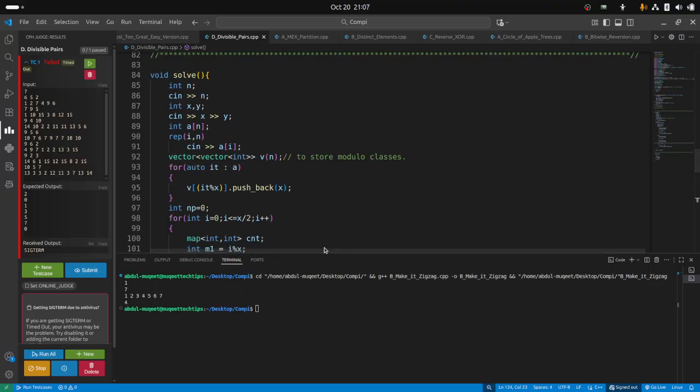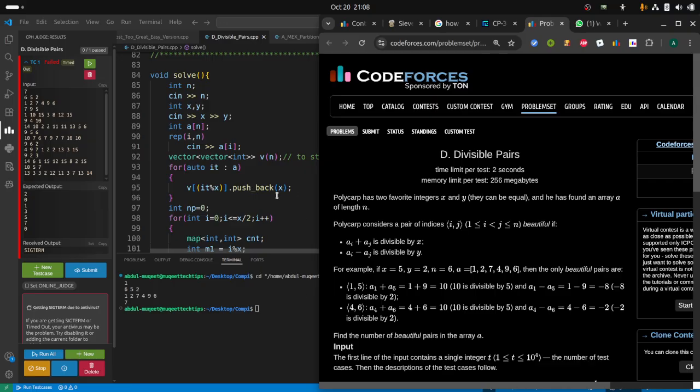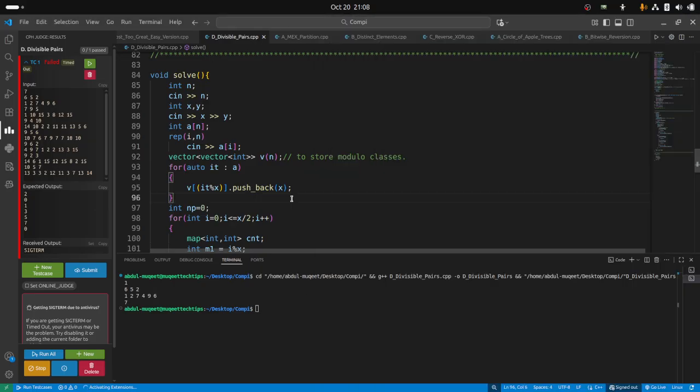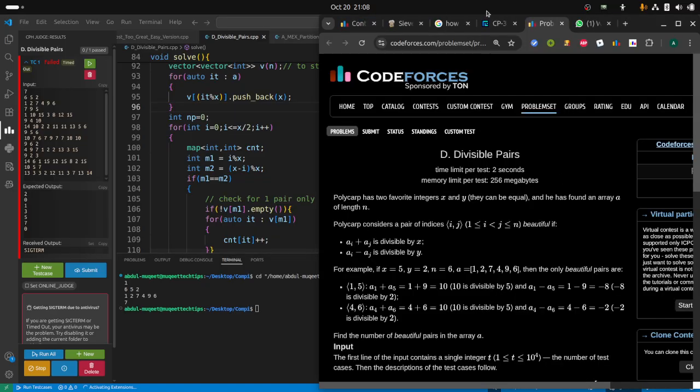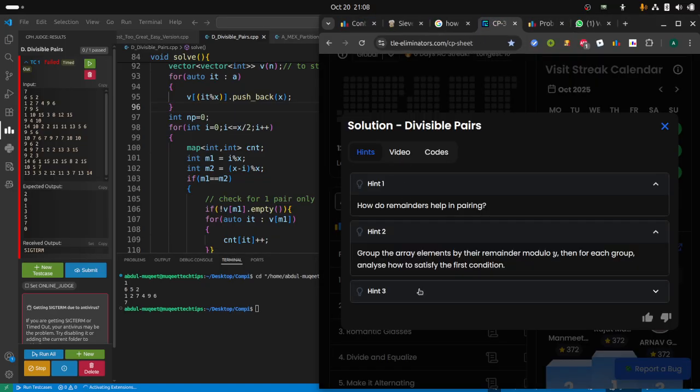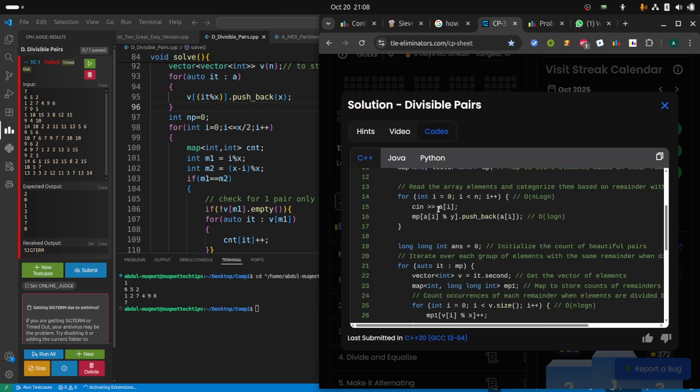Why is it a segmentation error? Index, inner index, and then I'll see the array: 1, 6 by 2, 1, 2, 7, 4, 9, 6. Oh, nice joke actually. Okay, let's see how the solution is being done.